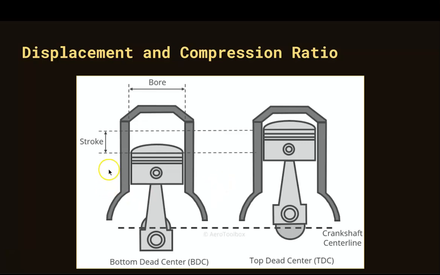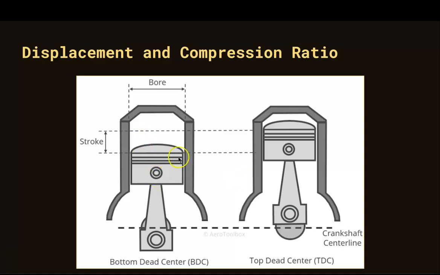width. The stroke is the difference or the length of travel of the piston head when the crankshaft is at bottom dead center to top dead center. So you can see in this image at the bottom here we have the crankshaft throw all the way at the bottom, and over here the crankshaft throw is all the way at the top. That distance that the piston travels from bottom dead center to top dead center is the stroke.